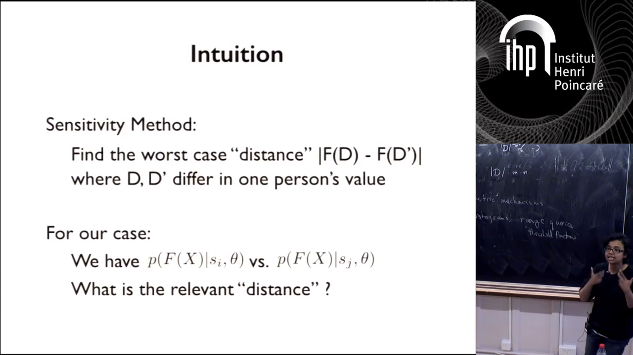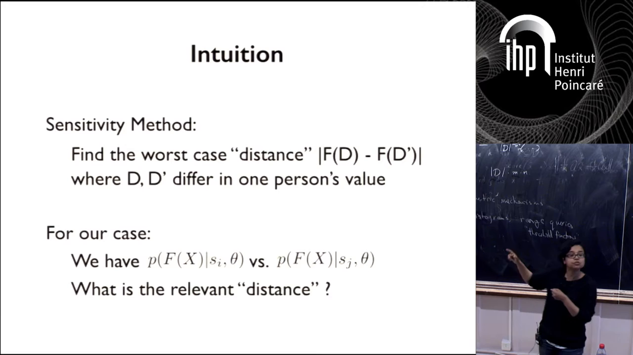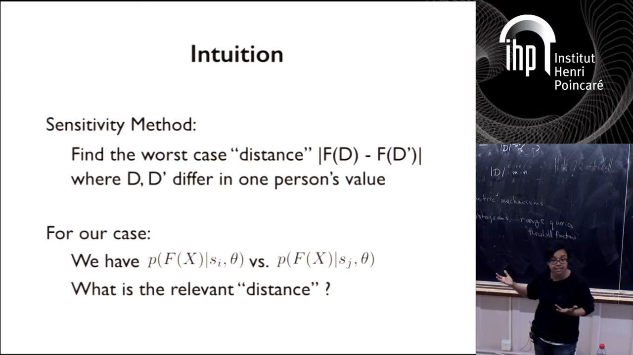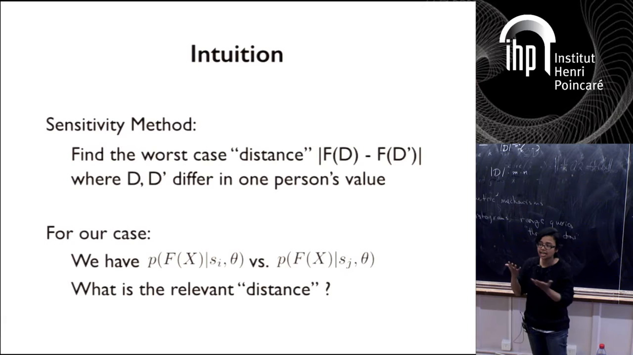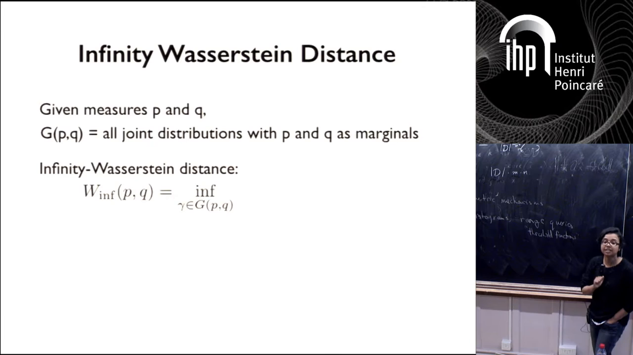In our case, things are a little more complicated, because once we are given theta and a secret, we have a likelihood, a distribution. Then you have a slightly different distribution when you condition on a different secret. So what is the right measure? We have to think about distances between distributions and what the right metric is. If you stare at it long enough, it turns out that the right measure is something called the infinity Wasserstein distance.